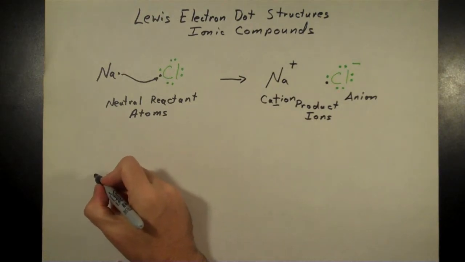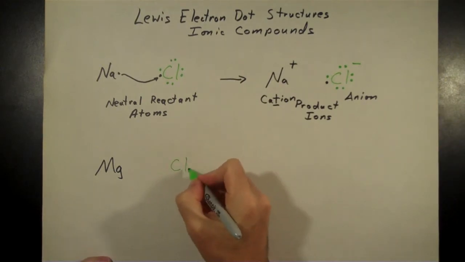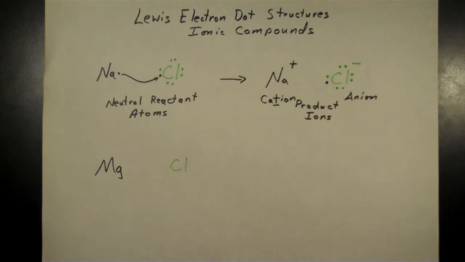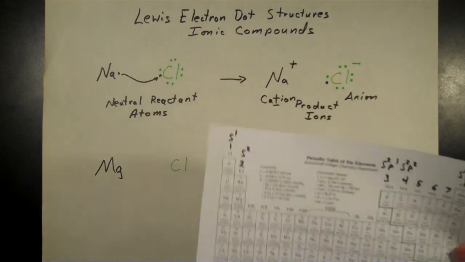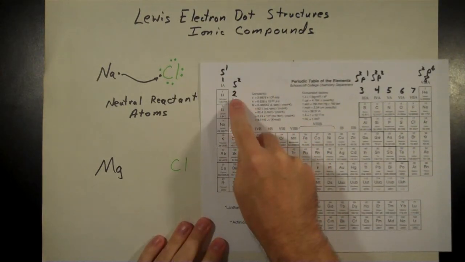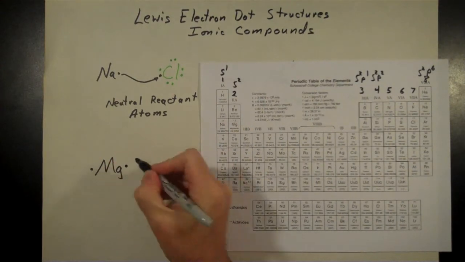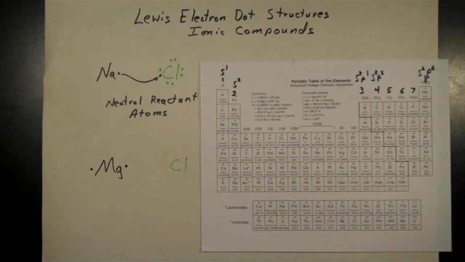All right, let's take a look at one other example. Let's take a look at magnesium, and again, we'll look at chlorine as well with that. Just a little bit tougher system, but it's not too bad. All right, and so let's take a look at the periodic table once again. And here's magnesium. It's in column 2, so it's going to have 2 valence electrons. So we'll put 2 dots, 2 dots around the magnesium to show its valence.